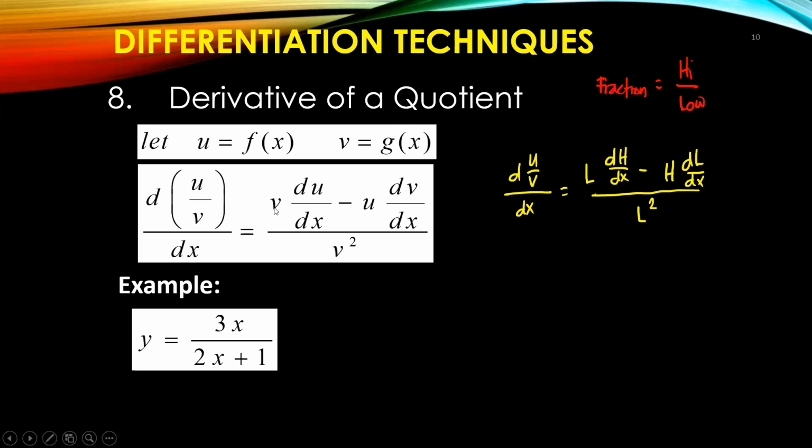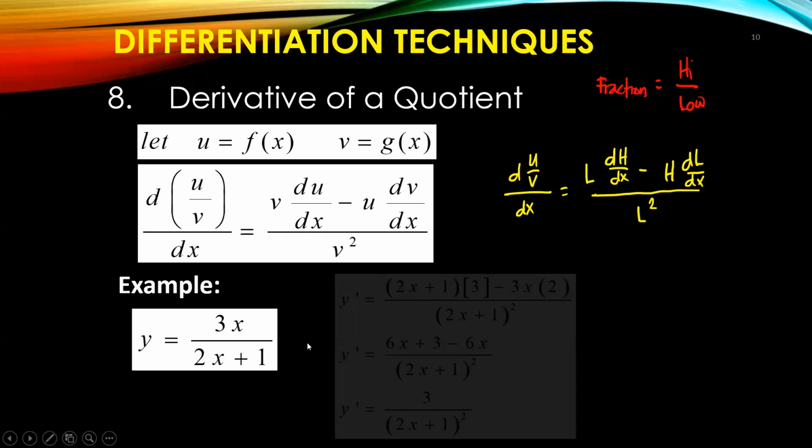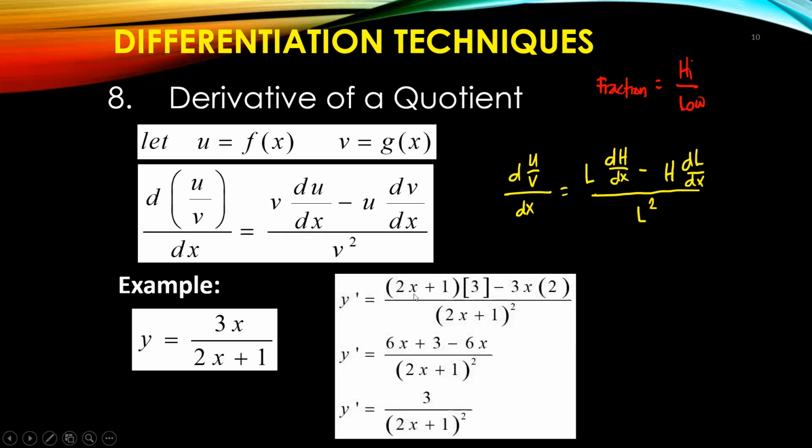That's this one. Low, copy the low, derivative of the high, minus copy the high, derivative of the low, over low squared. So what do we have here? What's the high? It's 3x. What's the low? It's 2x minus 1. Therefore, copy the low. What's the derivative of high? That's 3. Minus copy the high. What's the derivative of the low? It's 2, over low squared. So this one.